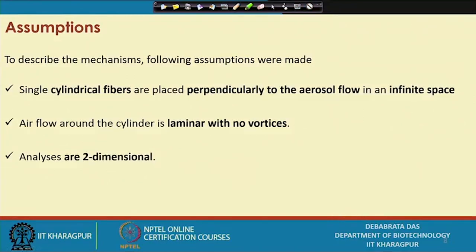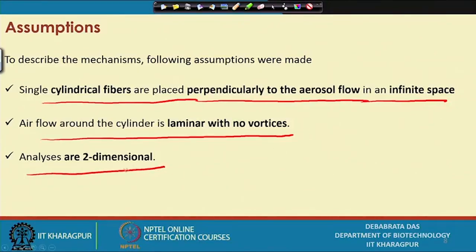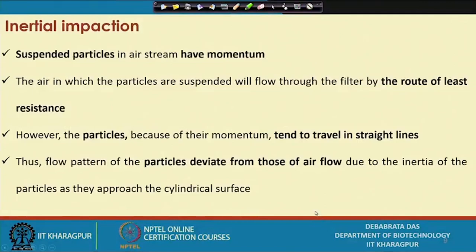We assume a couple of things to explain that. Let the single cylindrical fiber be placed perpendicular to the aerosol flow in an infinite space. Airflow around the cylinder is laminar with no vortex, and the analysis is two dimensional. These are the three assumptions we make to explain these principles.